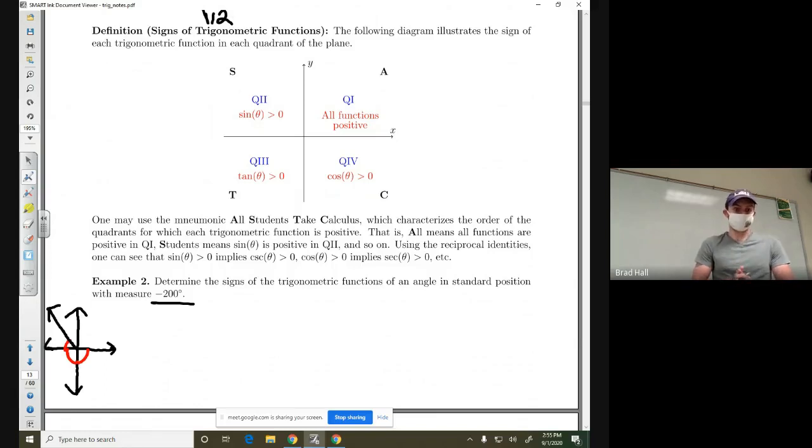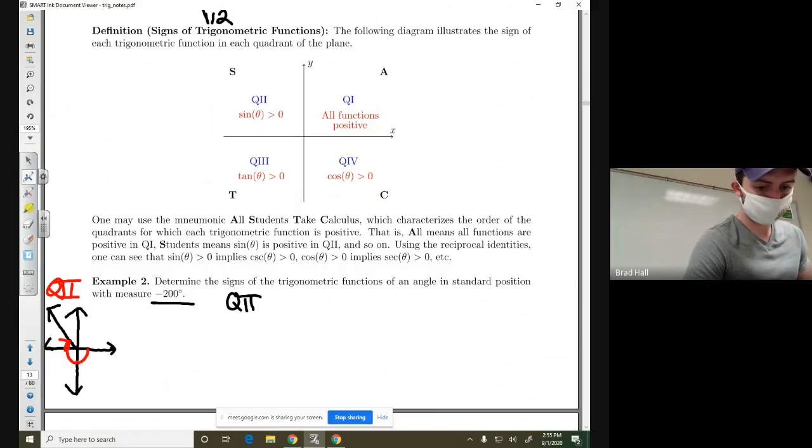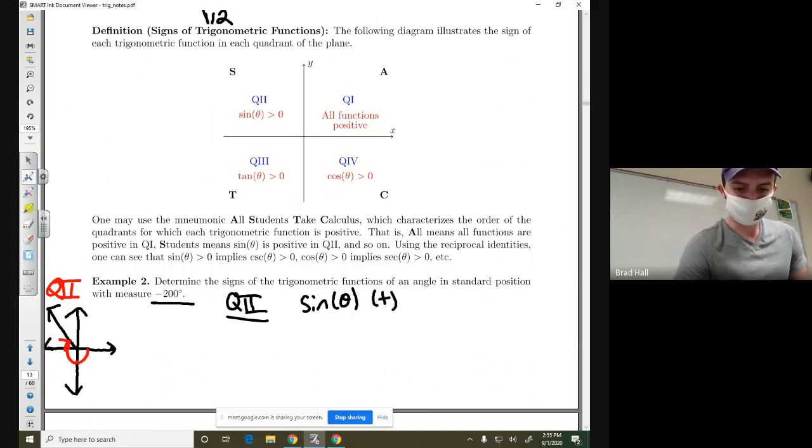And so by determining where this angle lies, it lies in quadrant 2, which is where sine is positive. So quadrant 2, what that means is sine of theta is positive, only sine. So that means cosine would be negative and tangent would be negative.